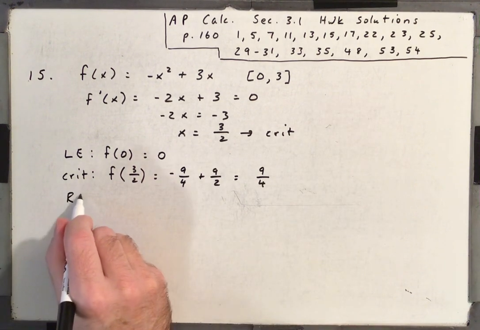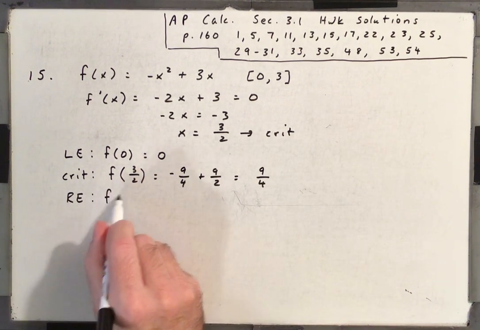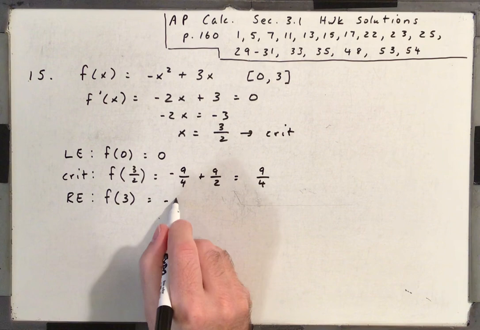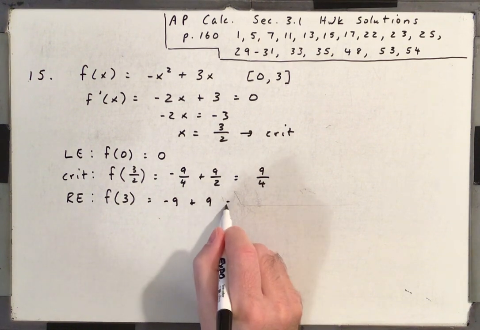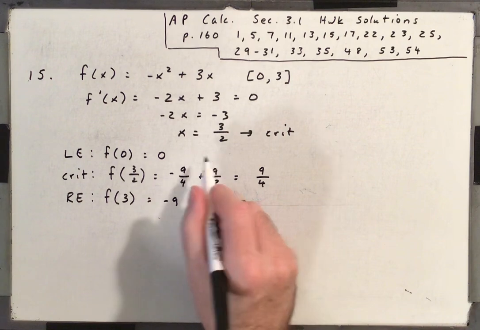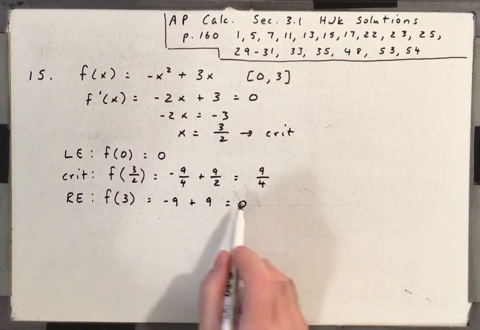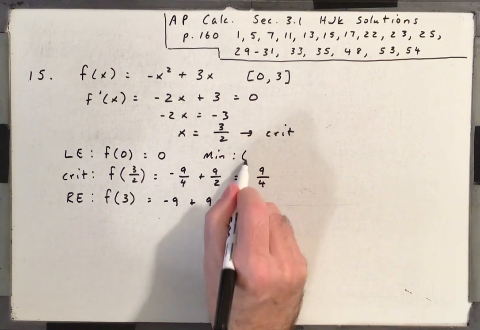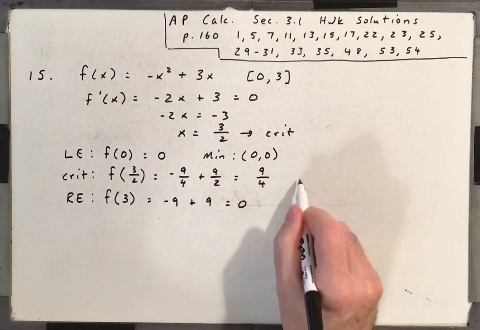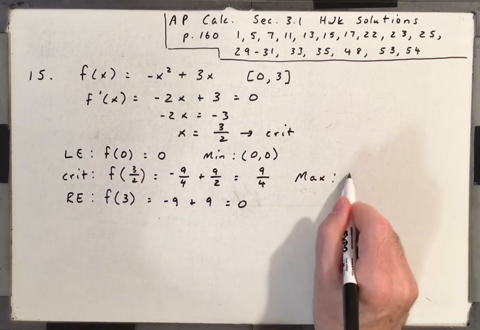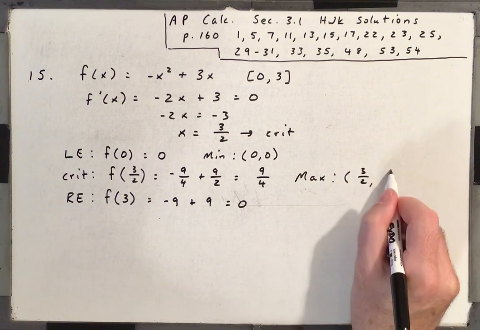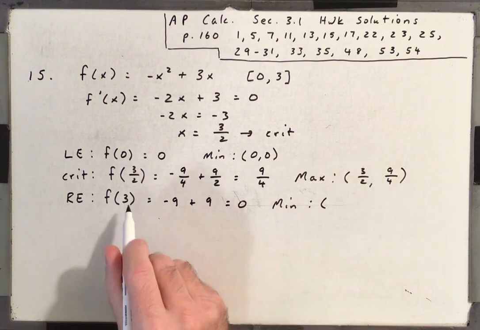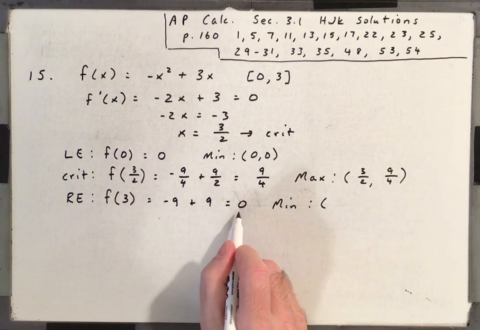And then our right endpoint, we have f of 3. So that would be negative 9 plus 9, which is 0. So we have our minimum y values are 0, and we have them in two different places. So we have a min at 0, 0. We have a max at 3/2, 9/4. And we have another min at the point 3, 0.